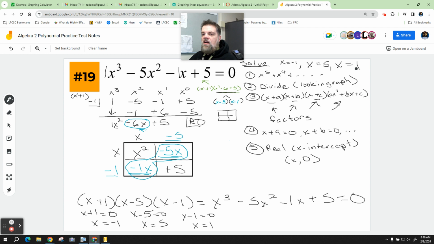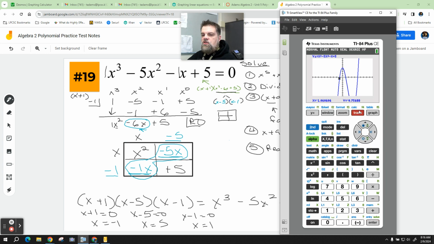And since we started off with the graph, isn't that where it crosses? Yeah, let's double check. So if I hit trace and I plug in 5, guess what? Boom, y equals 0. If I plug in 1, guess what? Boom, y equals 0. So all three of those are solutions. I'm going to take a screenshot of that and try to figure out where to squeeze it in on this.